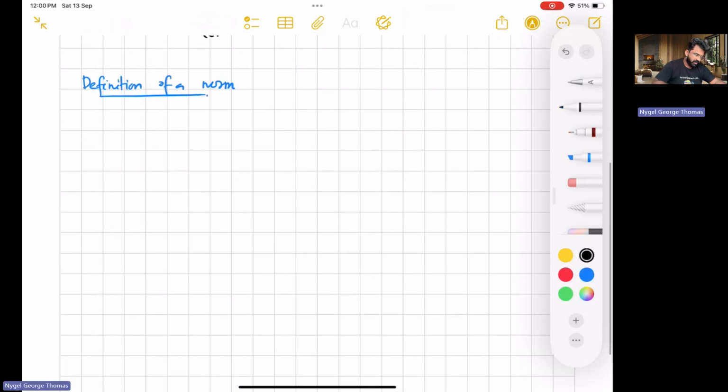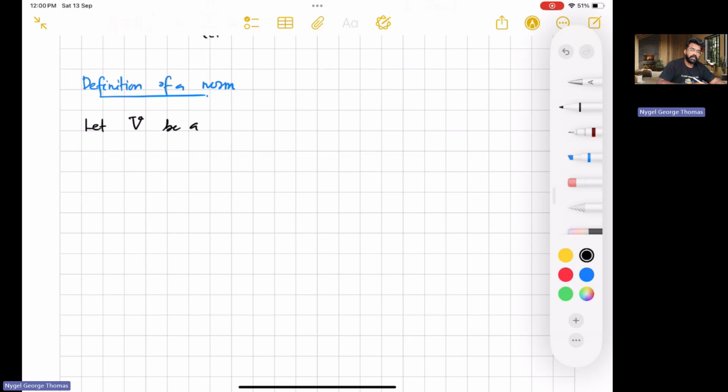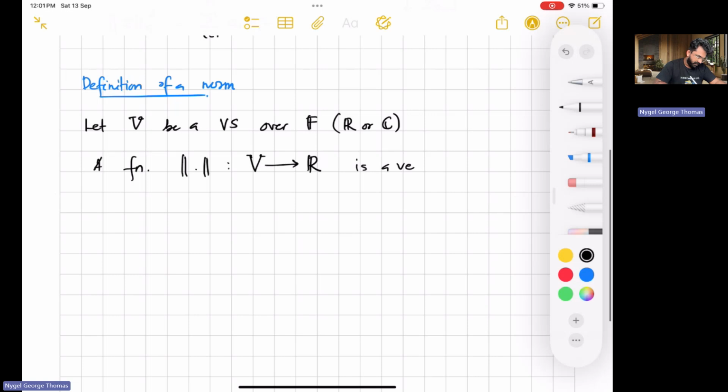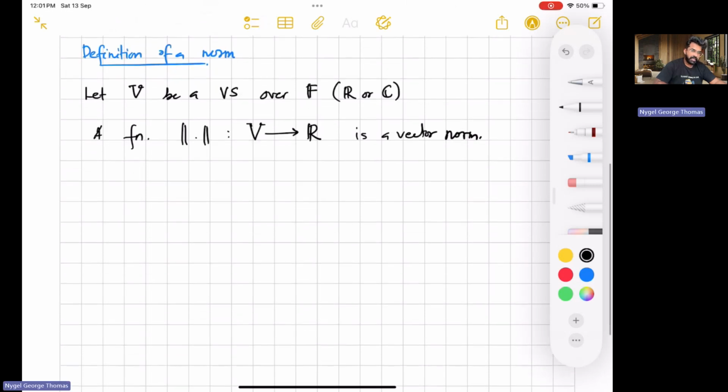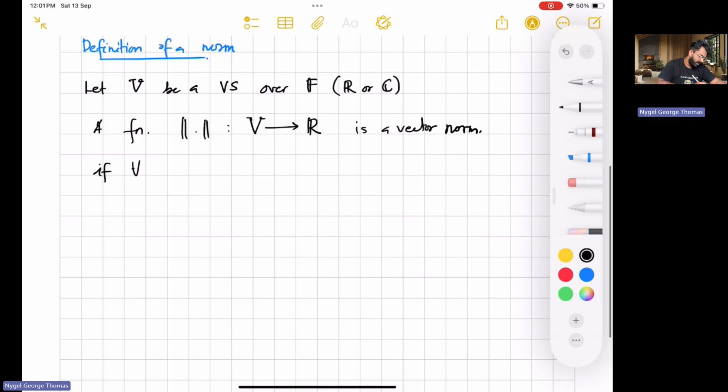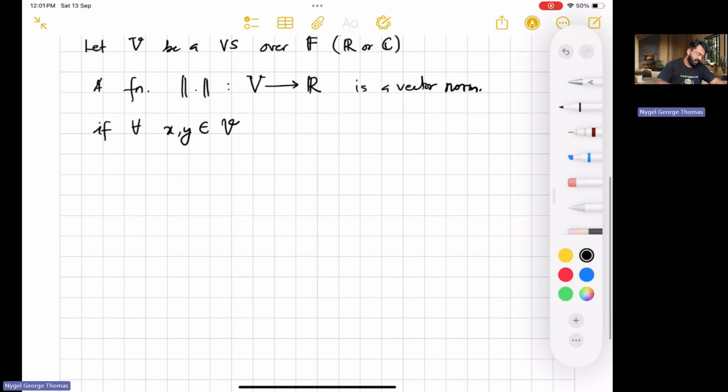So in this, what we do is a function. Let V be a vector space over a field F, where it can be real or complex. Then a function, normally defined for vector norms as double bars, which is a function which takes a vector in this vector space to the real line. To be more specific, a positive real line, including 0, is a vector norm if for all x, y belonging to V, it satisfies these properties.